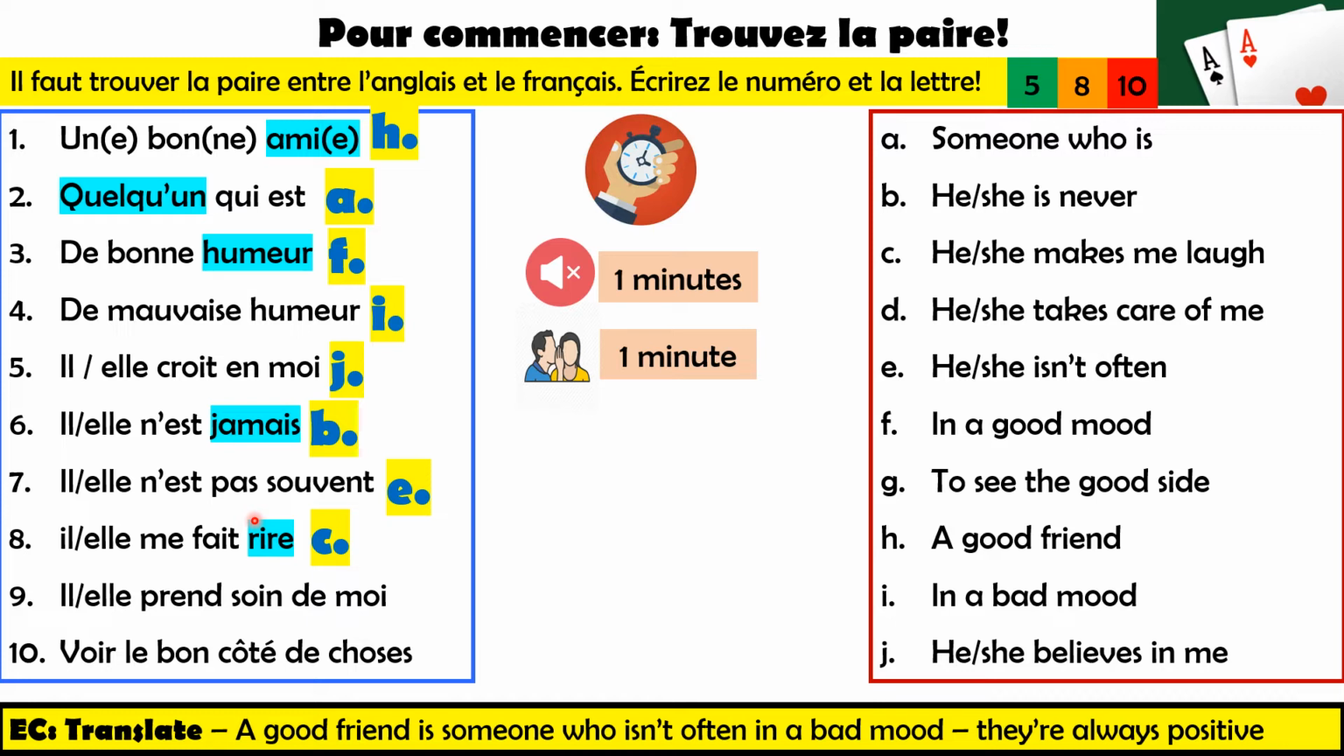So this is about developing our opinions, year 9. Don't just stop at saying il est rigolo, elle est rigolote. Develop that. He makes me laugh when he makes jokes. That'd be even better. All right, 2 to go.